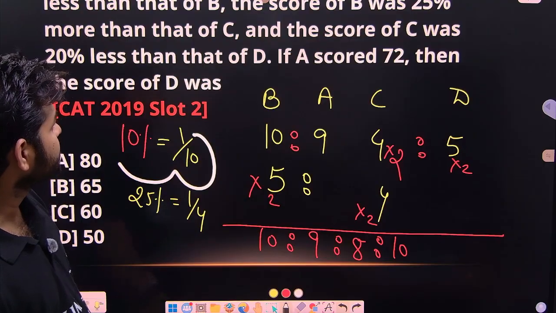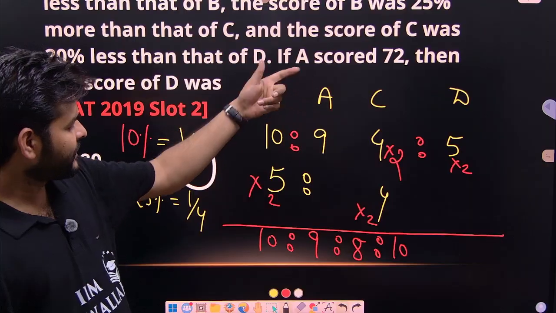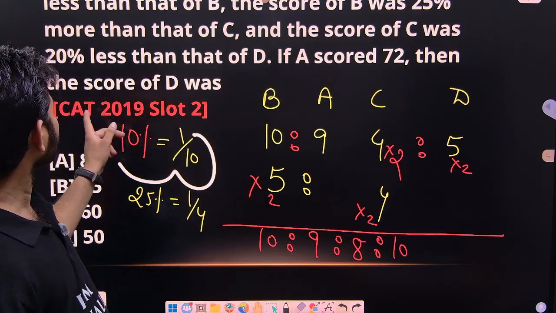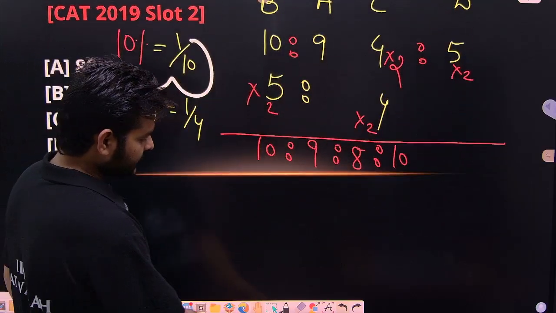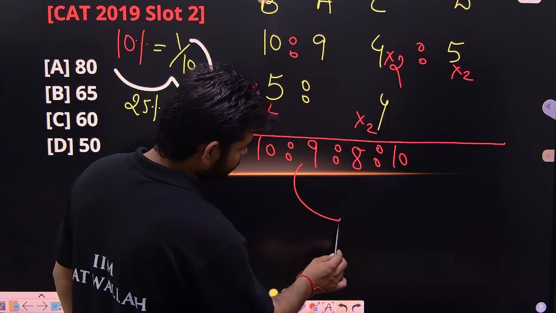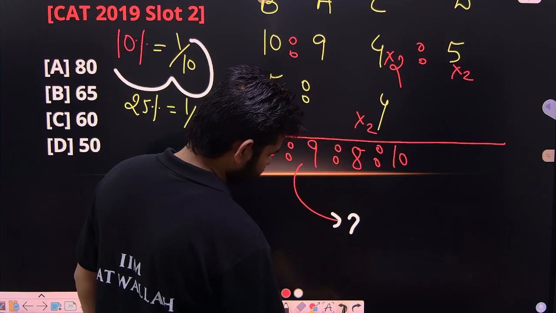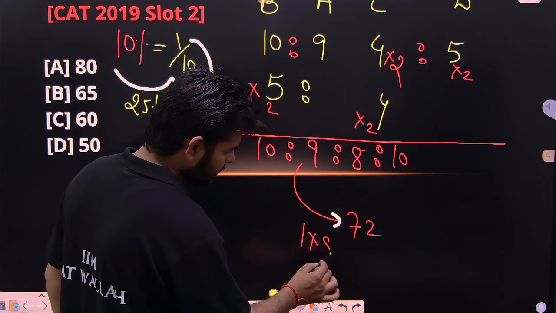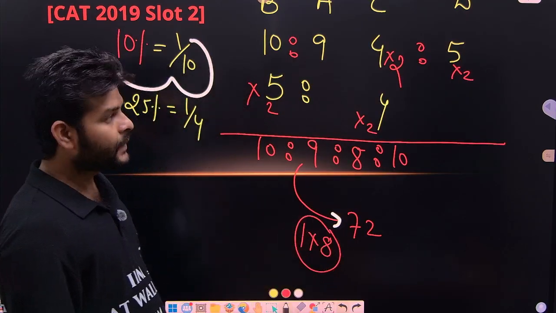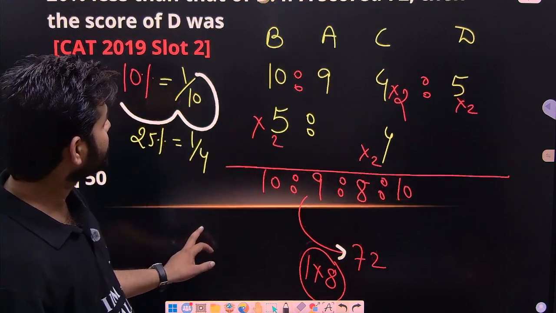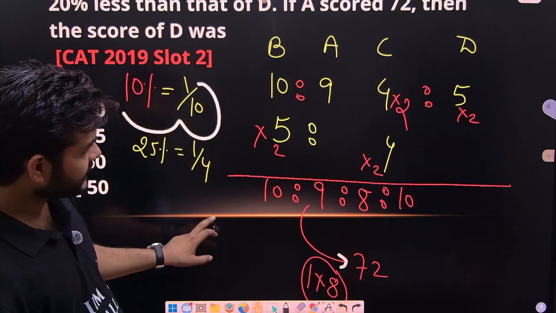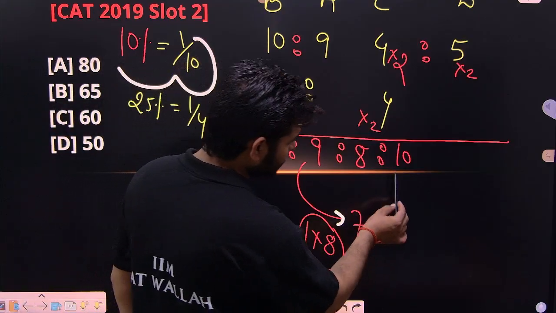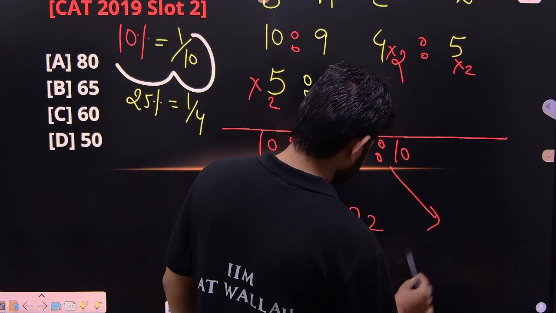Now what is the question saying? If A scores 72, then the score of D. So basically A is scoring 9 units, or 9 units is representing 72. So what would be 1 unit? 8. 1 unit would be 8. And we have been asked the score of D. D's score is 10. 1 unit is representing 8, then 10 units will represent 80. This is the correct answer.